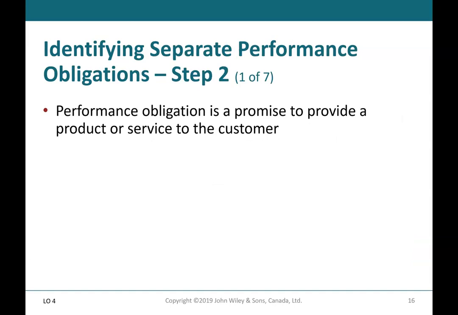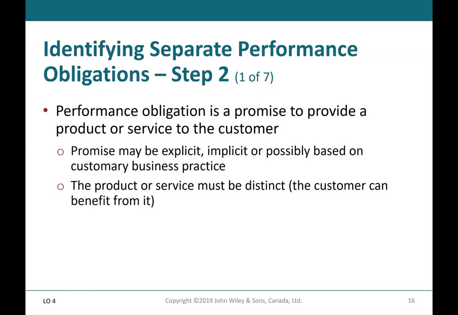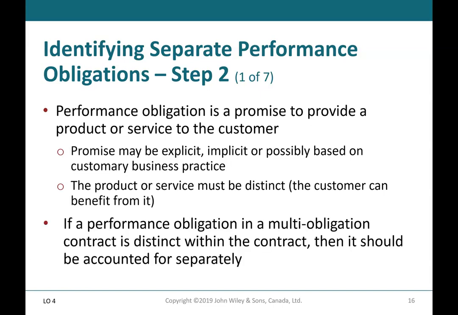Identifying separate performance obligations, step 2, 1 of 7. Performance obligation is a promise to provide a product or service to the customer. A promise may be explicit, implicit, or possibly based on customary business practices. The product or service must be distinct. The customer can benefit from it. If a contract has multiple obligations and a performance obligation is distinct within the contract, then it should be accounted for separately.